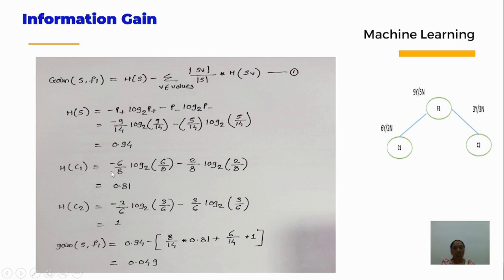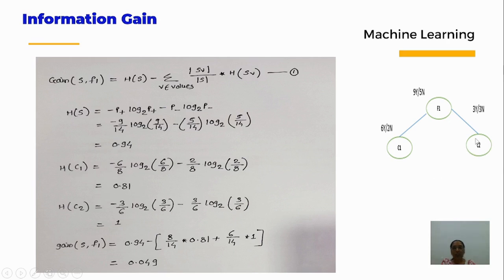So here again, same, the probability of the positive is 6 divided by 8. So that's why minus 6 divided by 8 log of 6 by 8 to the base 2, minus the probability of the negative classes. So here 2 nodes are there. So that's why 2 by 8 log of 2 by 8 to the base 2, and after calculating this we will get 0.81 as the entropy of the C1 node.